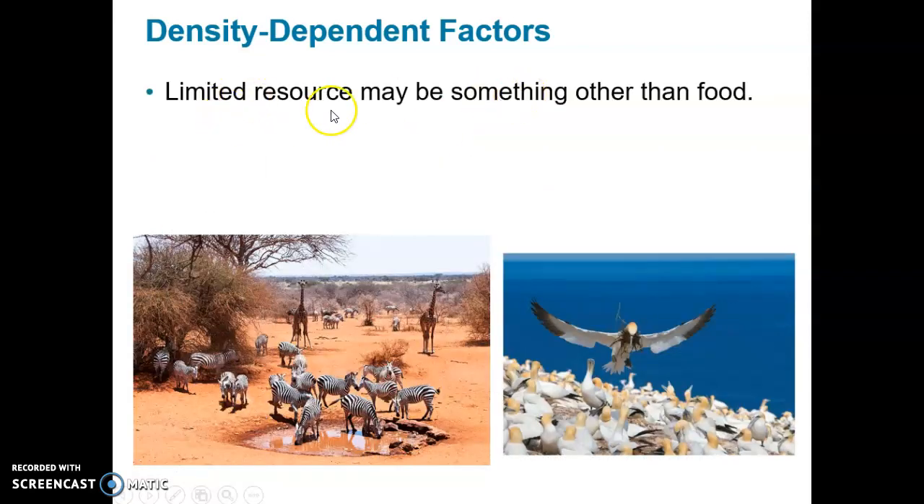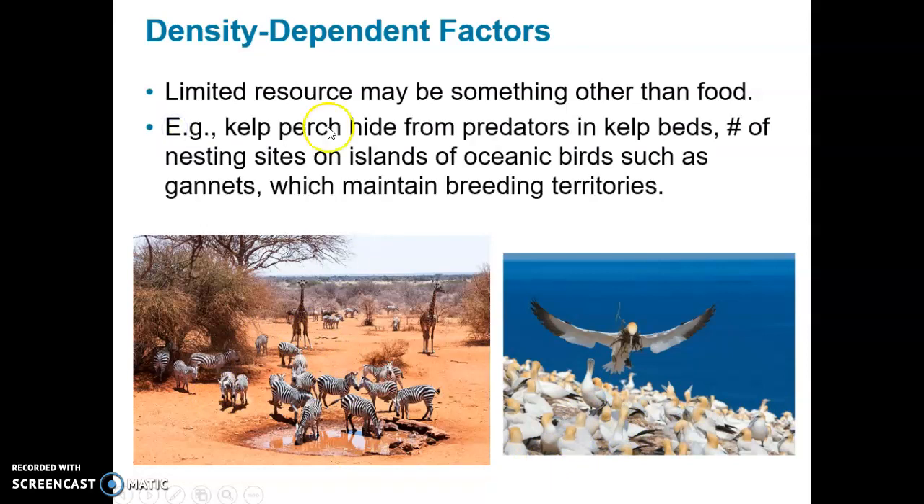So, a limiting resource may be something other than food. It could be water, just a food-like resource, but it's not food, okay? Space to breed. Okay? So, example, the perch hides from predators in the kelp beds. Numbers of nesting sites for oceanic birds, like the gannets. So the oceanic birds require nesting sites on islands. So if the density increases, the number of nesting sites becomes definitely a limiting factor.